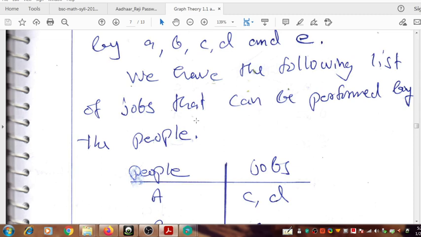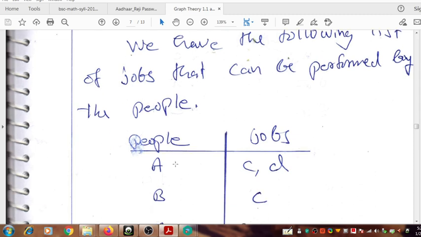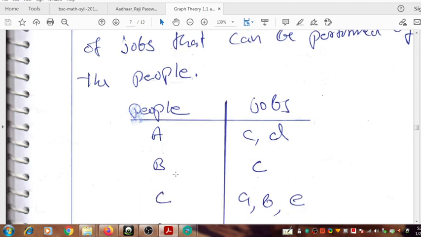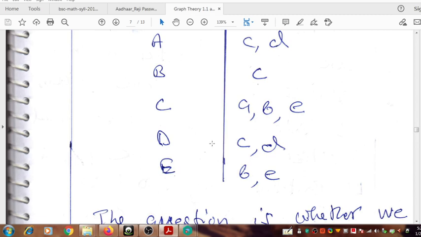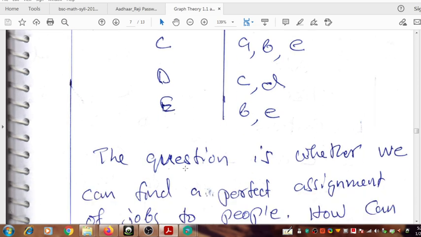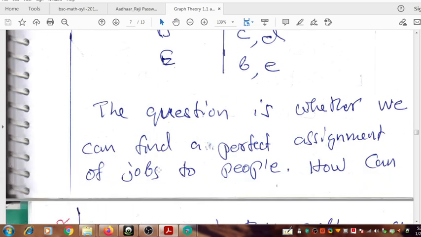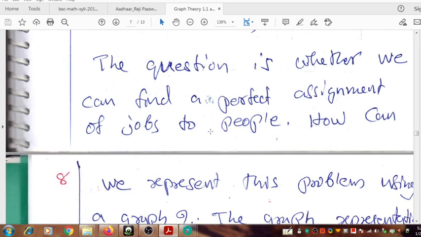A particular person A knows how to do only 2 jobs, and those jobs are c and d. So A can perform the jobs c and d, and B can perform only one job, that's c. The person C can perform the jobs a, b, and e. D can perform the jobs c and d, and E can perform the jobs b and e. Now the question is whether we can find a perfect assignment of jobs to people.